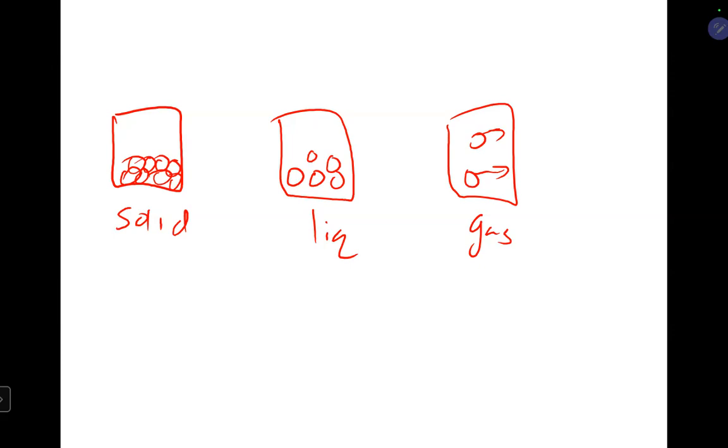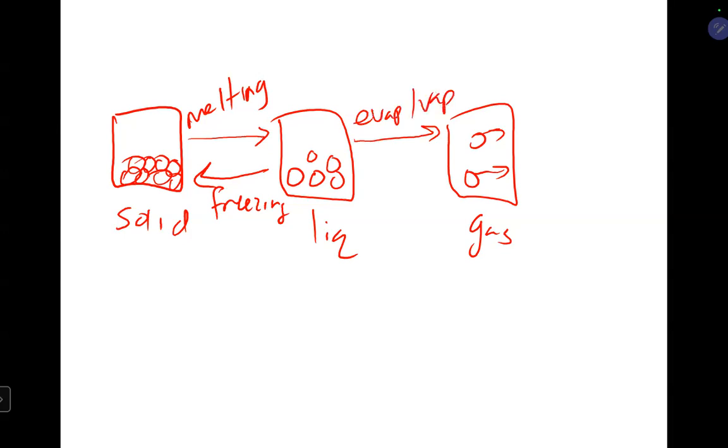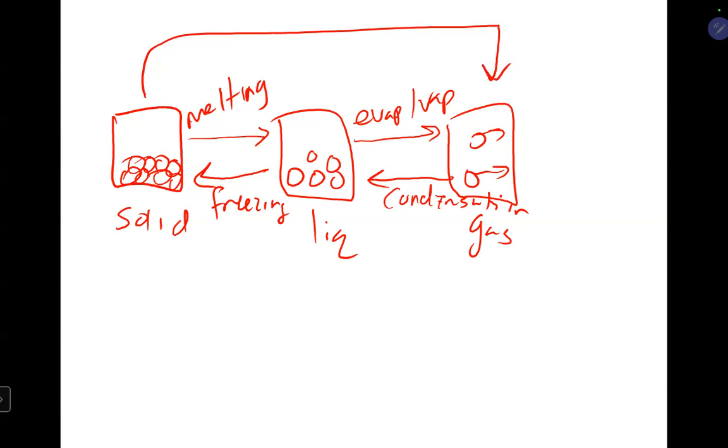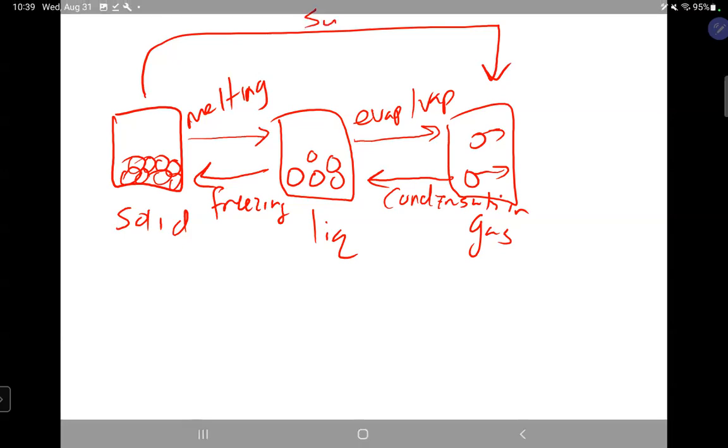There are also some transitions which are important as we go from one to the next. A reminder that solid going to liquid is the process of melting. Liquid going back to solid is the process of freezing. Liquid going to gas is evaporation, sometimes called vaporization. Condensation is when we go from gas back to liquid. When we go from solid, skipping the liquid phase, directly into the gas phase, that is sublimation.